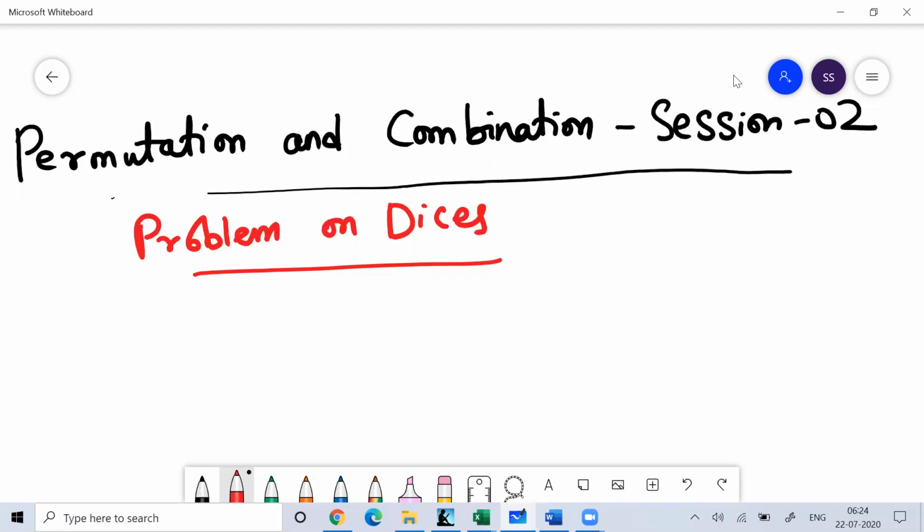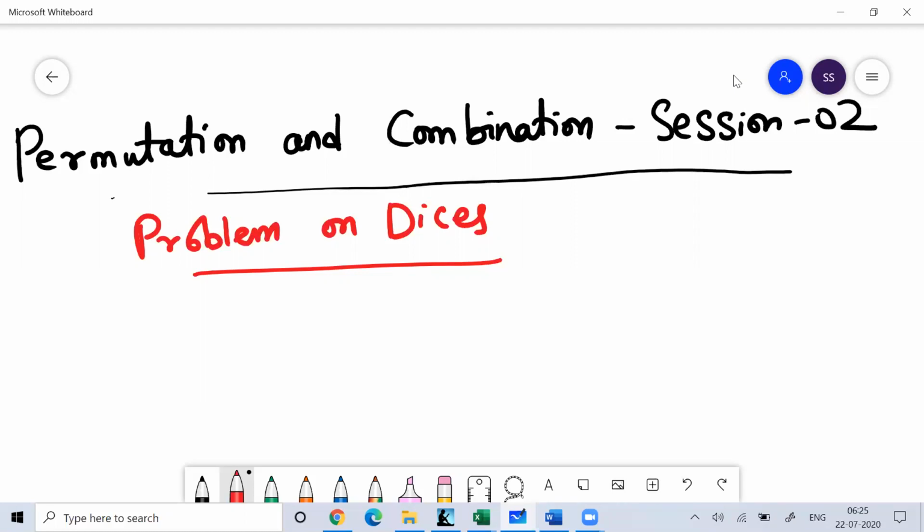Now, going further, I want to make one session dedicated to problems on dice. Problems on dice are applicable for the concept of permutation and combination. It is again applicable when you solve problems on probability also.